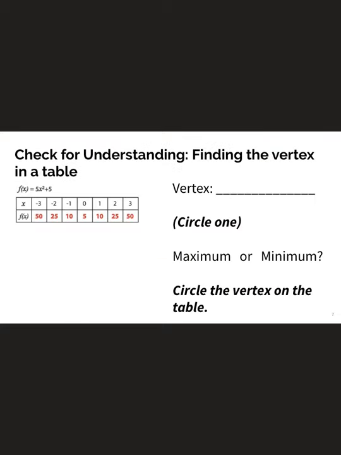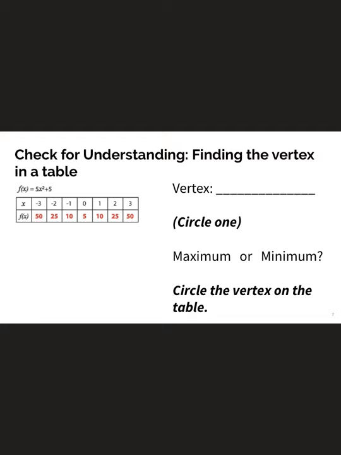So let's do a check for understanding, right? Just like how we were analyzing the table in our previous example, you want to check to see where you see an f of x value that is lower or higher than the rest of your values. Determine whether that makes it a max or min, and circle the vertex on the table. So take a minute to just try this on your own. All right, you tried it on your own?